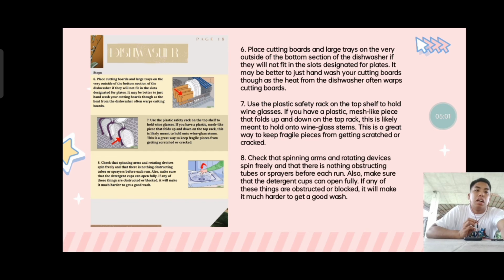So next is check that the spinning arms and rotating devices spin freely and that nothing is obstructing the spraying tubes before each run. Also make sure that the detergent caps open fully. If any of these things are obstructed or blocked, it will make it much harder to get a good wash.